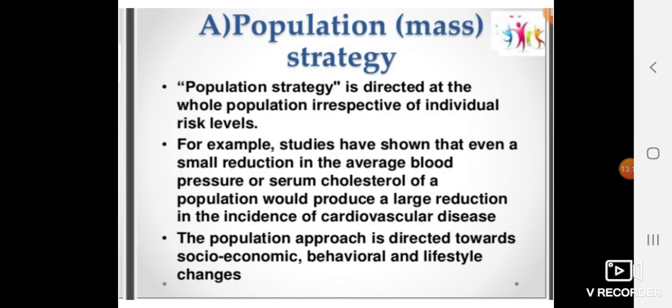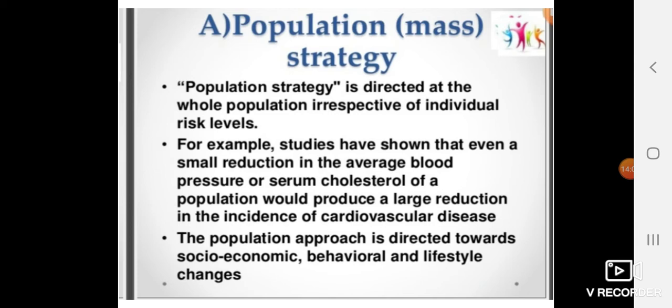Population strategy or mass strategy is directed at the whole population irrespective of individual risk level. Studies have shown that even a small reduction in the average blood pressure or serum cholesterol of a population would produce a large reduction in risk. This is one of the best examples. If we make small changes in every individual, a high effect will come in the total population. That is the population strategy, through mass media or other means.